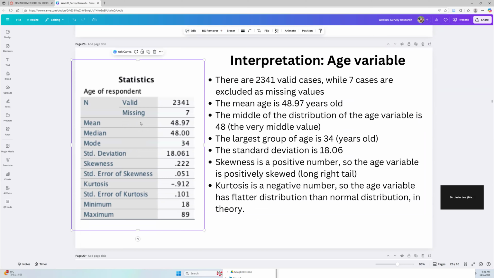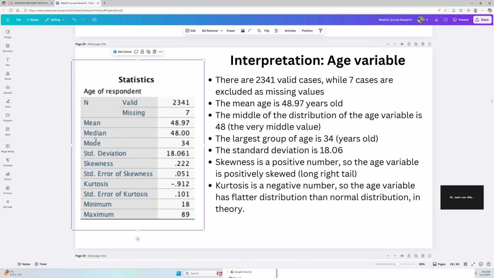Okay, so this is one example. In the General Social Survey data in the United States, there were 2,341 cases, although there are seven missing cases. This is the age of the respondent who answered the questionnaire. The mean age of the people in the data is 48.97. So on average, after rounding up, they are 49 years old.